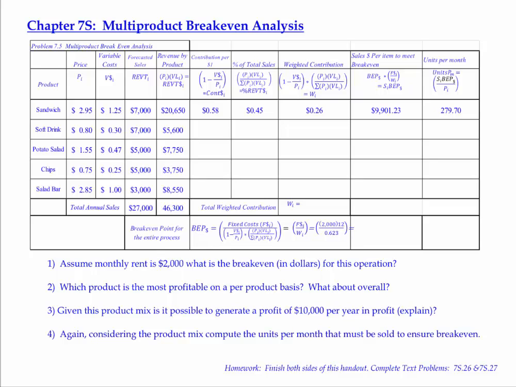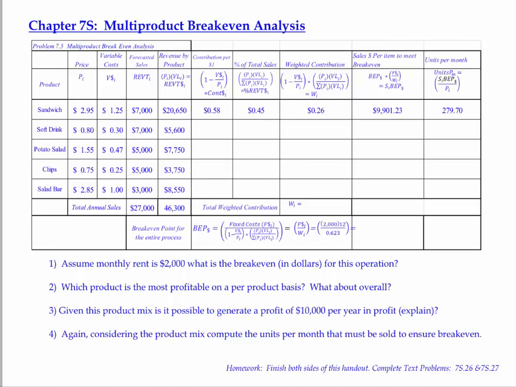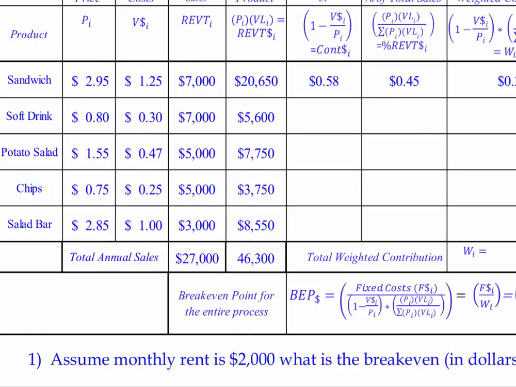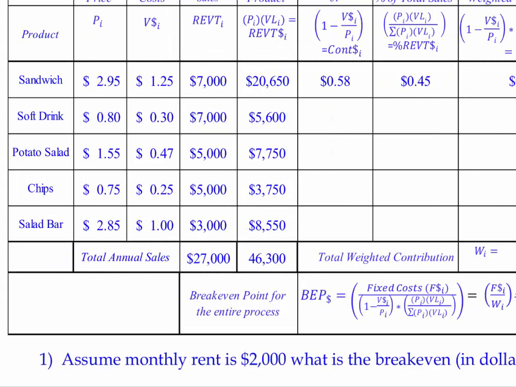So first of all, just take a look at what's in front of you. You should have this handout with you, and you want to notice that we have several products that we're interested in here: the sandwich, the soft drink, potato salad, chips, and the salad bar.